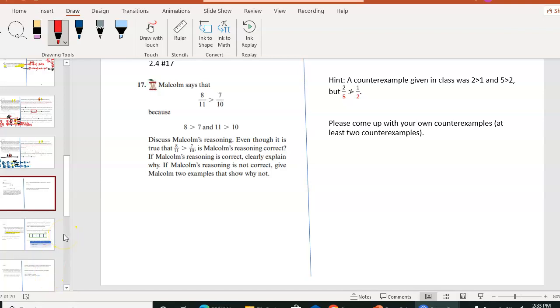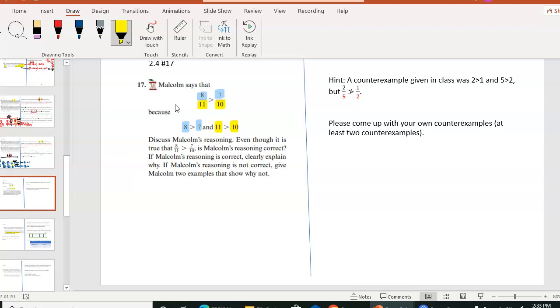Section 2.4, homework problem number 17. All right. So you might have students who will compare fractions this way. They compare the top number and the top number, the numerators. They say, okay, the 8 is bigger than 7. And then they compare the denominators. 11 is bigger than 10. And that's why 8/11 is bigger than 7/10.